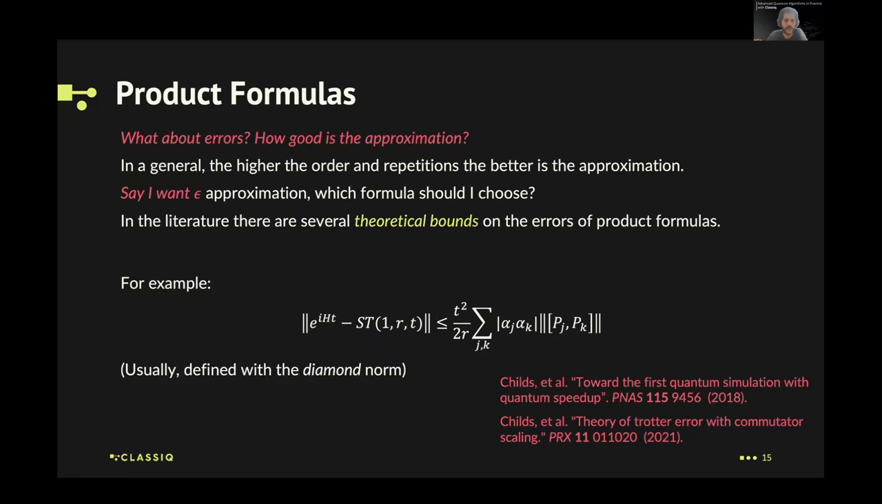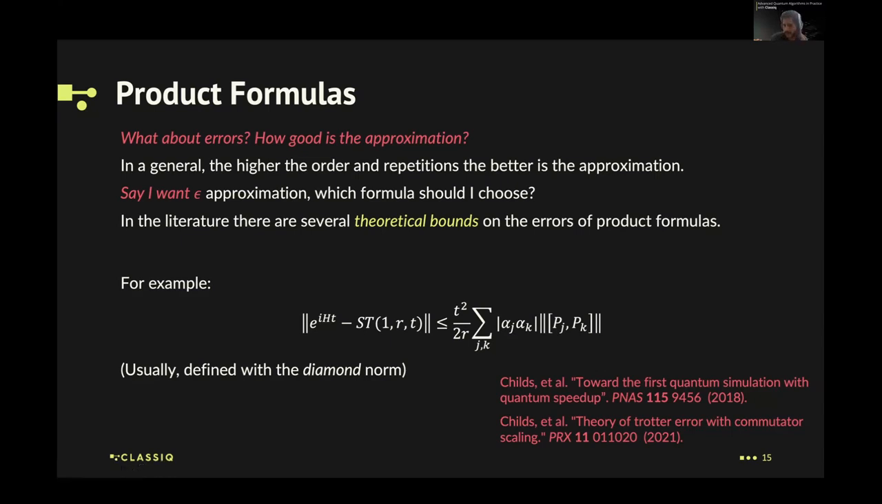Okay, so I told you that we have a formula that approximates our evolution, but I didn't say anything about how good the approximation is. I just said that higher order and higher repetition will give you a better approximation. But of course, usually we're interested in more precise questions and answers. So let's say I want an epsilon approximation for my Hamiltonian dynamics, and then I ask which formula should I choose.